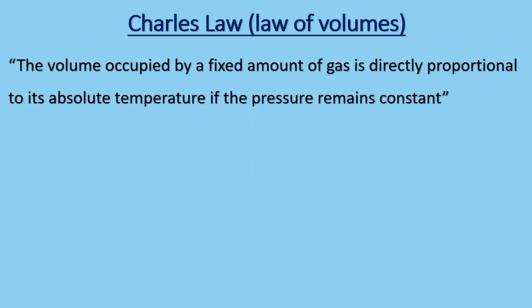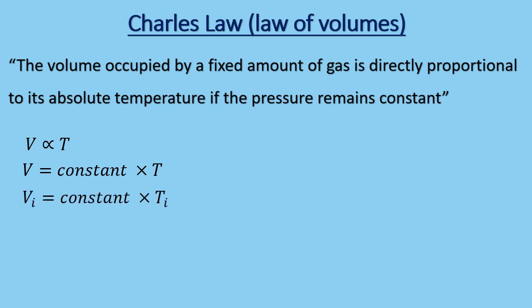Let's express Charles's law mathematically. If the volume V is directly proportional to the temperature T in Kelvin, then the volume V is equal to a constant times the temperature T in Kelvin. As a result, we can say that the initial volume, V sub I, is equal to a constant multiplied by the initial temperature, T sub I. And the final volume, V sub F, is equal to a constant multiplied by the final temperature, T sub F.